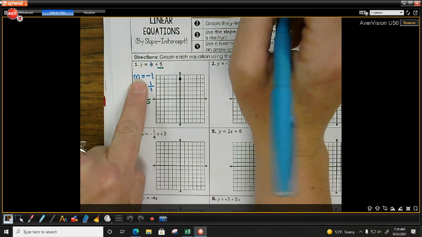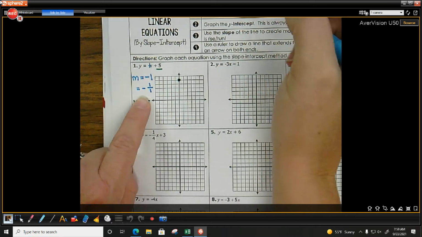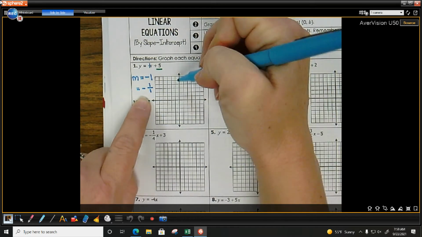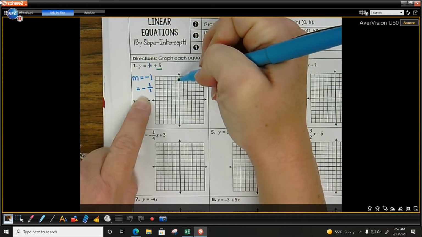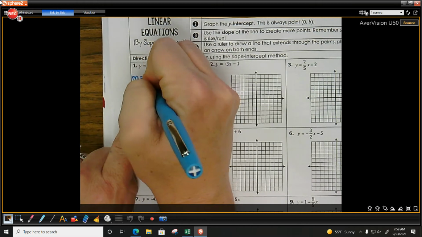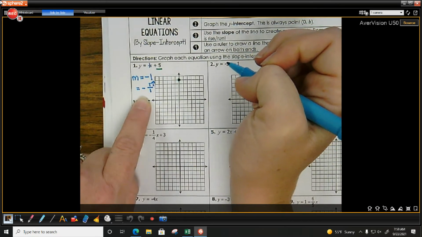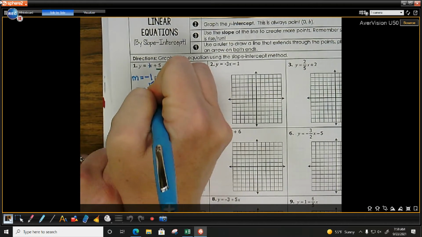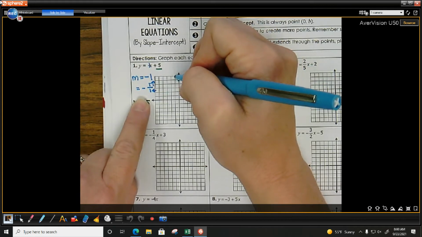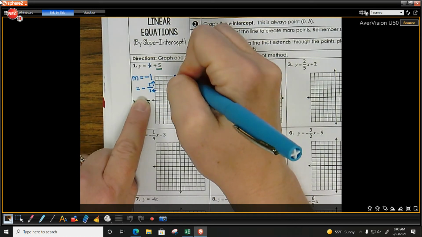Your m, your slope, tells you how you move. Move begins with m. So your m tells you how you move from that beginning point. Like I said, I always like to go up. But if it's a negative slope, I need to go up to the left because negative numbers are to the left. So from my beginning point, I'm going to go up 1, left 1. Put a point there.